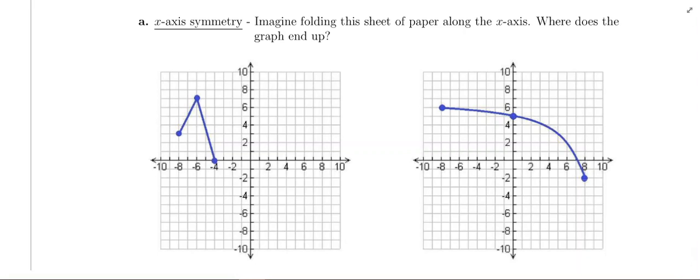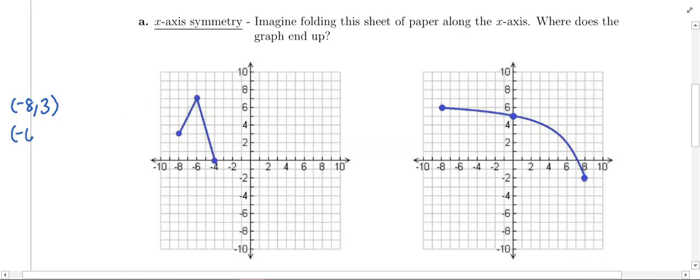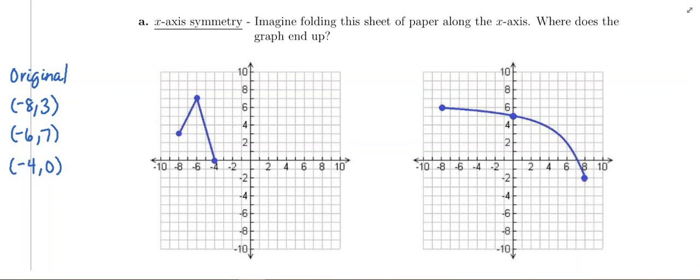All right, so there are 3 key points here. Every point that's in blue is on this graph, but 3 of the points are emphasized. If you look at this point right here, this is -8, 3. And then this point right here is -6, 7. And then this last point on the x-axis is -4, 0. So I'm going to say these are the original points. Now we're going to try to draw in the symmetry. I'll put it in red, a different color.